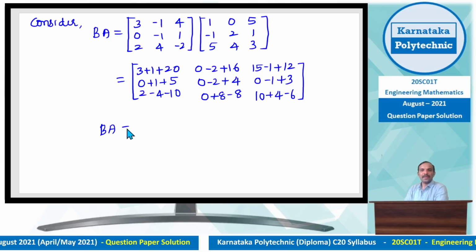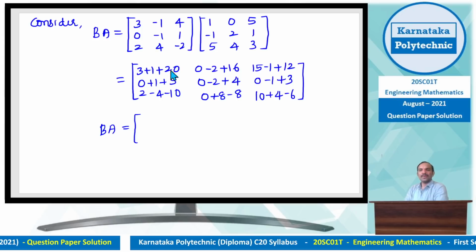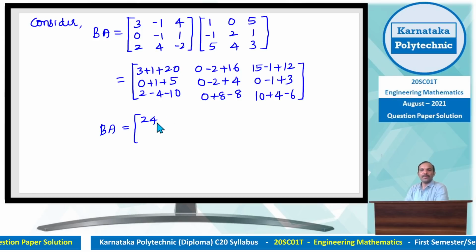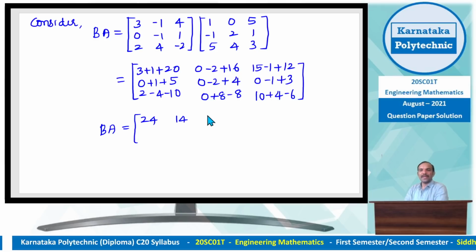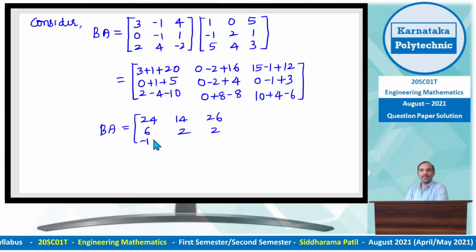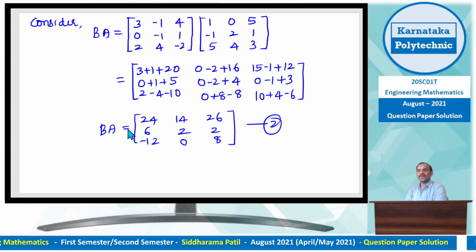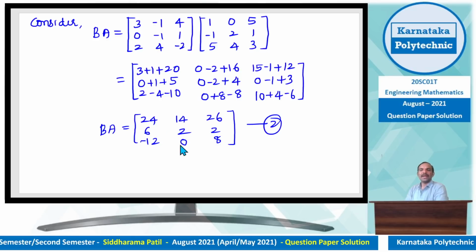That is, BA is equal to, simplify, 3 plus 1 plus 20 is 24, 16 minus 2 is 14, 27 minus 1 is 26, 6, 2, 2, minus 12, 0, 8. Give it as equation number 2. So BA is 24, 14, 26, 6, 2, 2, minus 12, 0, 8.